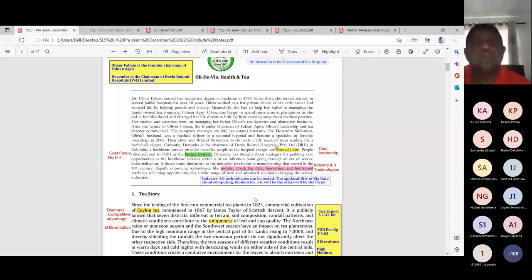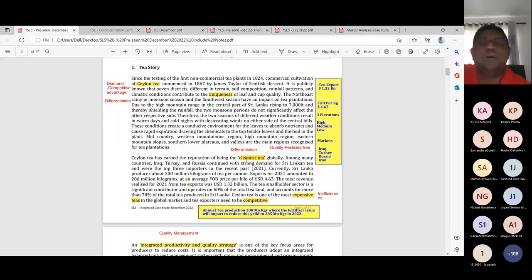Right. Then if you move to the tea story part, the history: since the testing of the first non-commercial tea plant in 1824, commercial cultivation of Ceylon tea commenced in 1867 by James Taylor of Scottish descent. It is publicly known that 7 distinct terrains, soil compositions, rainfall patterns, and climate conditions contribute to the uniqueness of leaf and cup quality. A Scottish person, right? So he introduced this to Sri Lanka in 1867. Ceylon tea commenced in 1867.